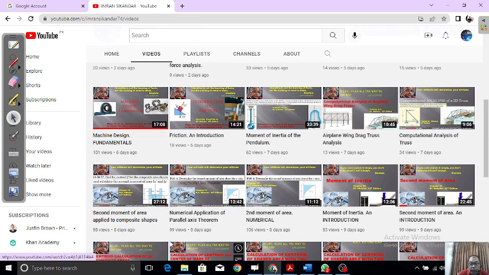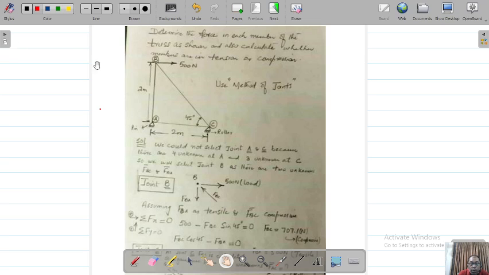So we will try to do it analytically by using the method of joints. Okay, so we will try to do this analytically, by using what method are we going to use? We are going to use the method of joints. So this is the truss. It's 2 meters in height and 2 meters along the length, and this is the resultant, making an angle of 45 degrees.